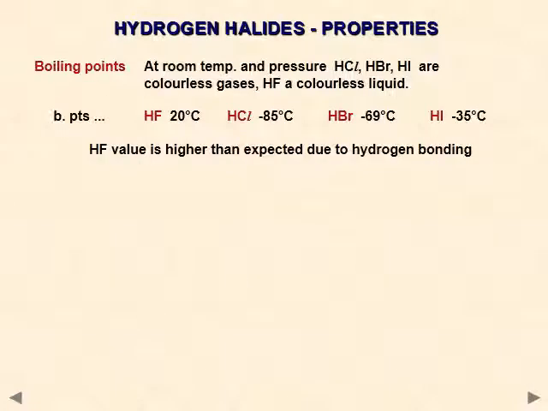The boiling point of HF is very large. Then HCl has a very low boiling point. Then HBr and HI again have an increasing pattern of boiling point because of the increase in the strength of permanent dipole forces or van der Waals forces.